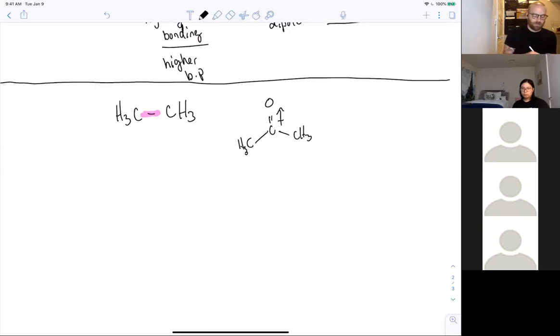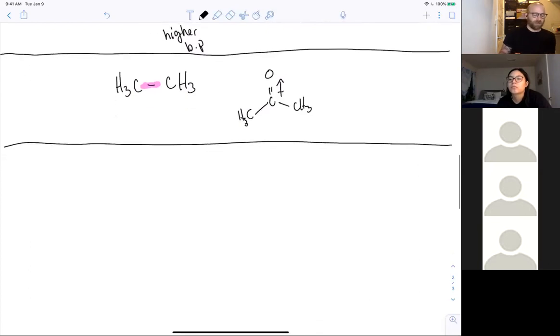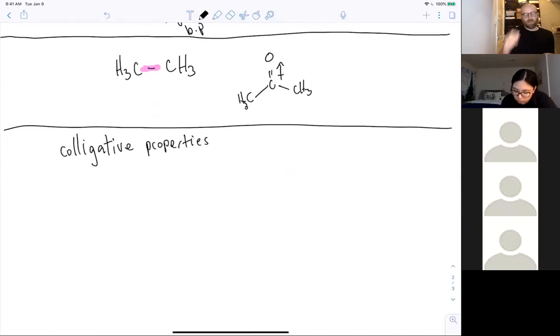Yeah, so let's move on to solutions and think about those. So we have these colligative properties. These are properties that describe what happens when you take a pure solvent and dissolve something in it that's not volatile. Not volatile things are obviously solids, or liquids that have extremely high boiling points.